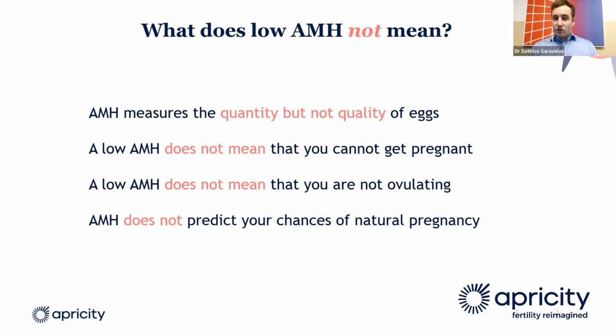But AMH, again, measures the quantity, the number of eggs, but not the quality of eggs. So a low AMH does not mean that you cannot get pregnant. A low AMH does not mean that you're not ovulating. And in fact, there's a number of studies that have shown that the AMH does not predict your chances of a natural pregnancy. So the AMH is predominantly a treatment test more than a natural pregnancy test.